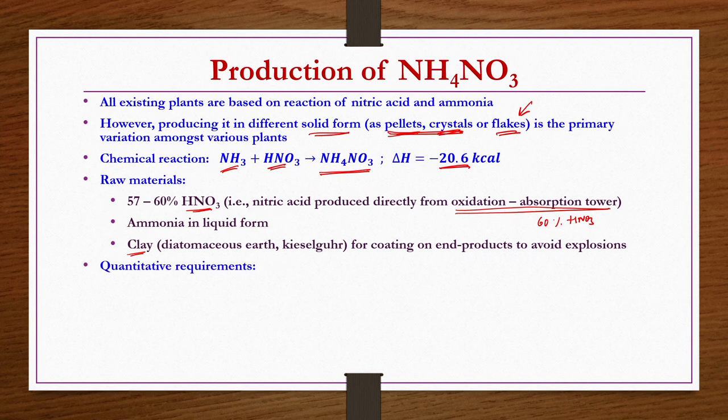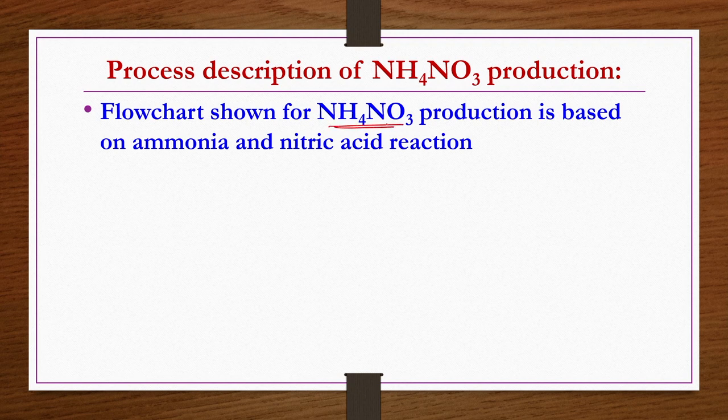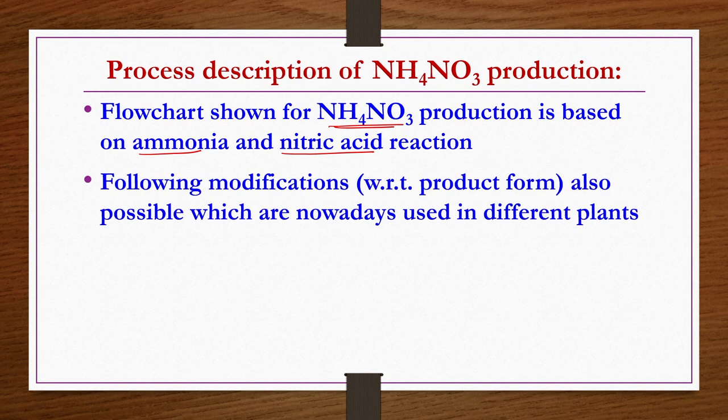Quantitative requirements: if you want to produce 1 ton of ammonium nitrate at 98% yield, you require 0.22 tons of ammonia and 1.38 tons of 60% HNO3. Plant capacities in general vary from 100 to 500 tons per day. Now we see the process description of ammonium nitrate production. We have seen that it is based on the reaction between ammonia and nitric acid. We have also seen a few modifications are possible, especially with respect to the product form if you want to collect the product in a solid form.